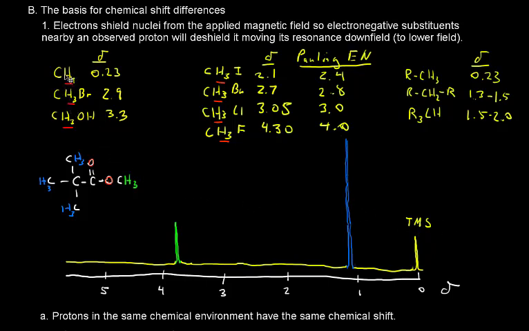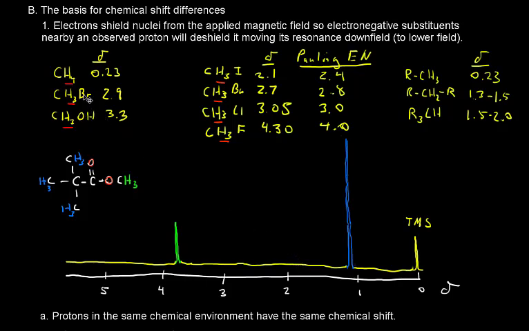So we have some protons here. Methane, the protons in methane resonate at 0.23 delta units. That's way up here on the high field end of the spectrum, so these are relatively shielded protons. Now, electronegative substituents nearby an observed proton will de-shield it. That means it's pulling electron density away from the protons, moving its resonance downfield, and we see this in this data here. A bromine is more electronegative than a hydrogen, so when we replace one of the hydrogens in methane with a bromine, look what happens to the chemical shift. We go from 0.23 to 2.9, which is a very big change in chemical shift. So we're going from here down to here, going downfield.